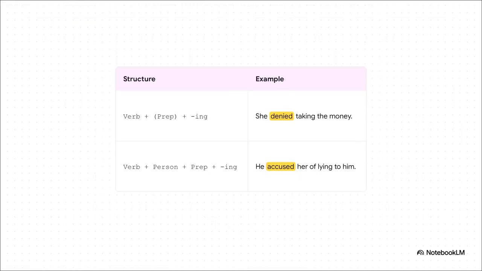And this is where it gets really powerful. Just look at the difference here. She denied taking the money. Okay, that's a general statement. But he accused her of lying? Wow, that is a direct charge. Or how about they thanked us for coming? See? These verbs let you pinpoint both the action and the people involved. It's so much more descriptive.